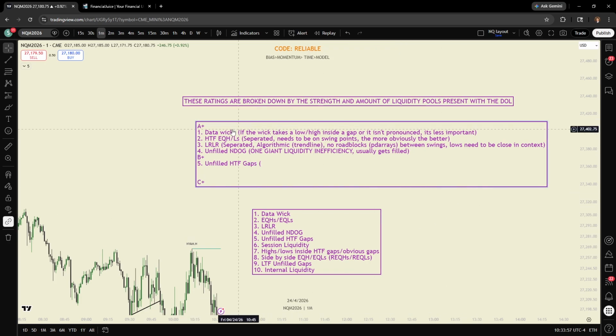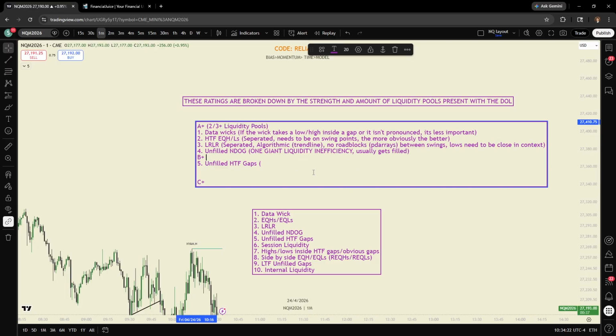All of these up here have several liquidity pools all in the same spot. Each equal high created represents a liquidity pool. If that equal high aligns with an unfilled gap, that's a liquidity pool itself. So there can be a lot of liquidity pools in each of these. Usually we can denote this as 3 plus liquidity pools. Data wicks sometimes don't have that many liquidity pools. B plus is usually 2 liquidity pools.